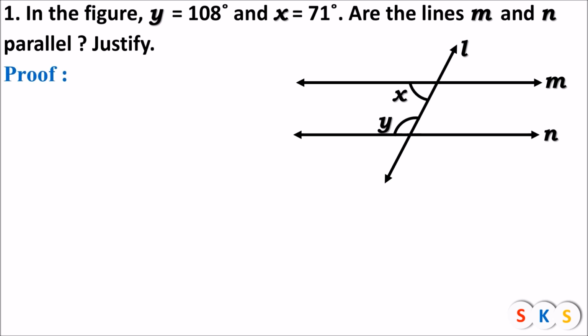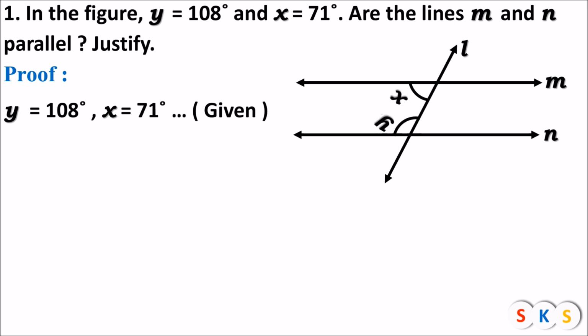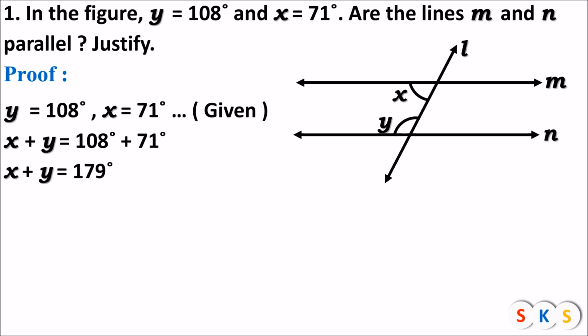Let's see the proof of this. Here it is given that y equals 108 degrees and x equals 71 degrees. Look at this figure. Here x and y are interior angles. If the sum of these two angles is 180 degrees, it means if the interior angles are supplementary, then the lines are parallel. So here we are going to find the sum of angle x and angle y. Okay, so angle x plus y equals 108 degrees plus 71 degrees. Therefore, x plus y equals 179 degrees.